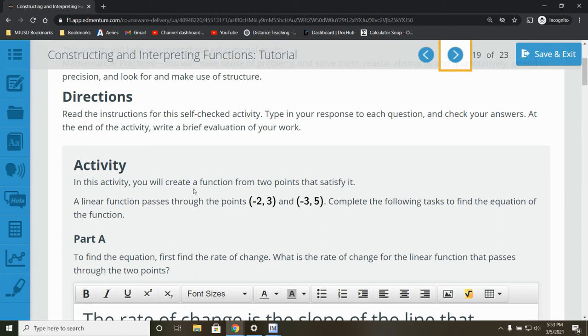Activity. In this activity, you will create a function from 2 points that satisfy it. So we are looking at the 2 points on the graph and making this function out of that. How do we do that? A linear function passes through the points -2, 3, and -3, 5. Complete the following task to find the equation of the function.